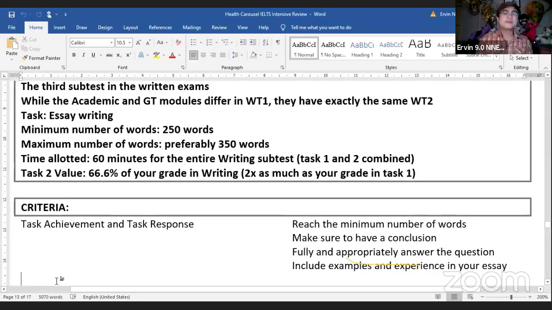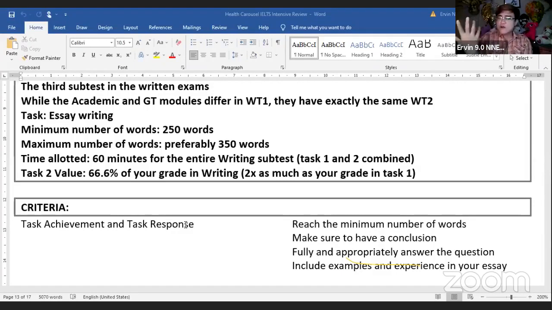Okay, there you go, guys. That's task achievement and task response. Basically, when do we call it task achievement and when do we call it task response? In the actual examination, you call it TA or task achievement if it's writing task one. You call it TR or task response if it's writing task two.